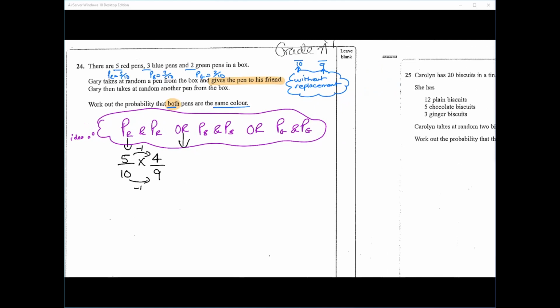What does the O mean? You add it. Put a big, massive add. And what is PB? Probability blue? 3 over 10. 3 over 10 times 2 over 9, because you take 1 out, you lost 1 of them, so you got 2 over 9 now. What does O mean? Add. Big fat add. And what's the probability green? 2 over 10 multiplied by 1 over 9.